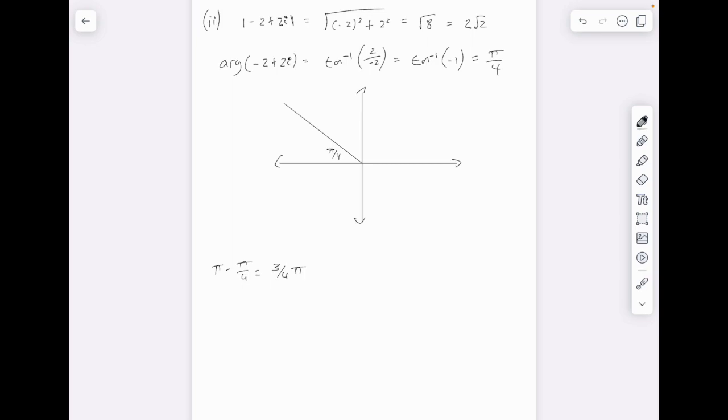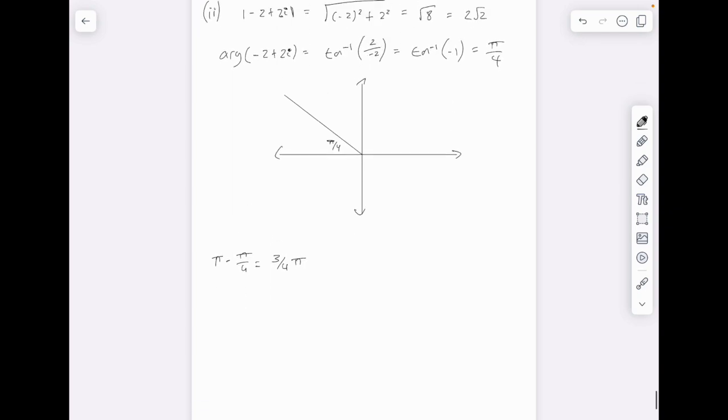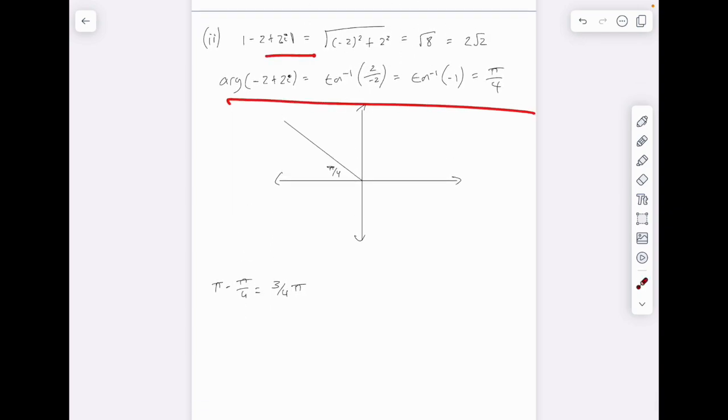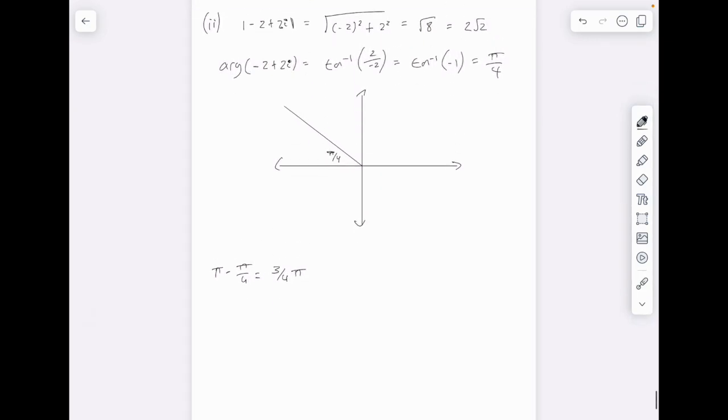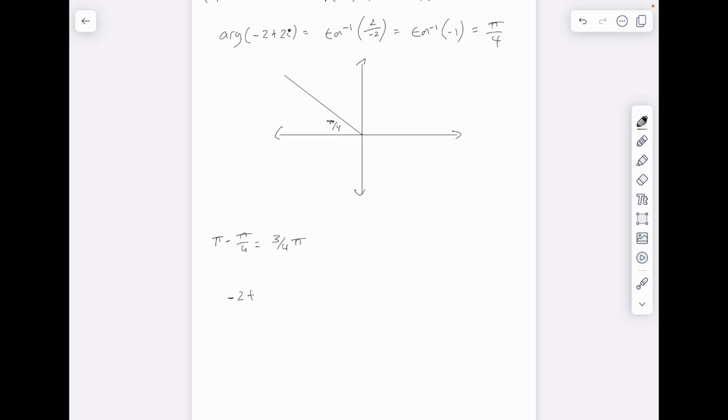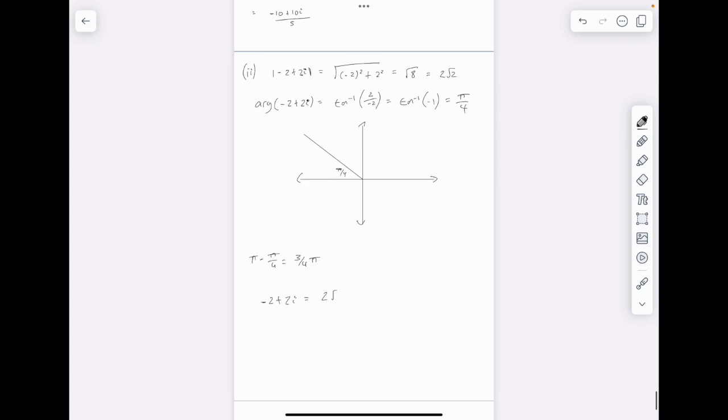Cool. Now from there, it's a simple case of saying, fine, we found the argument, we found the modulus. So what we can say is that minus 2 plus 2i is simply going to equal the modulus 2 root 2, times cos of 3/4 pi plus i sine 3/4 pi. And this now, guys, is going to be your final answer.